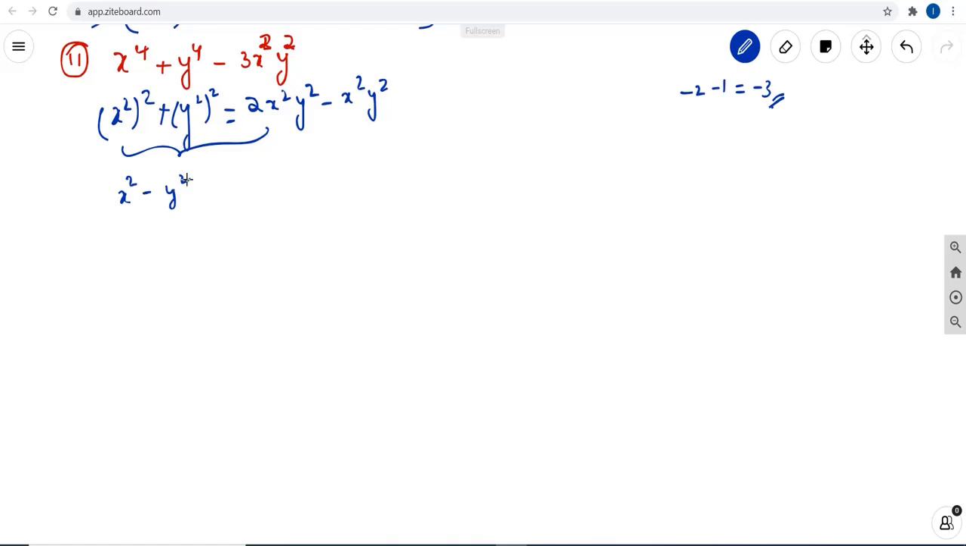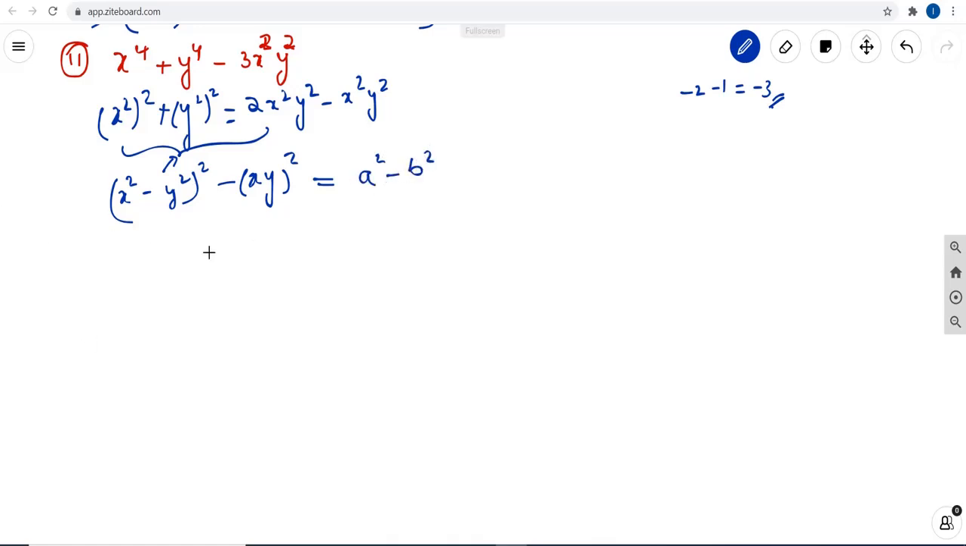So this becomes minus. Okay, so this is whole square. Now if you want, you can expand this term. You are going to get the same thing. So minus xy whole square. Okay, so this is in the form of, what form? It is in the form of a square minus b square.